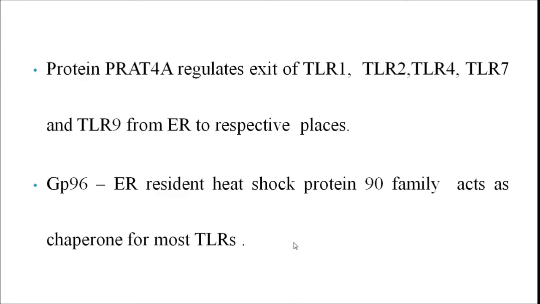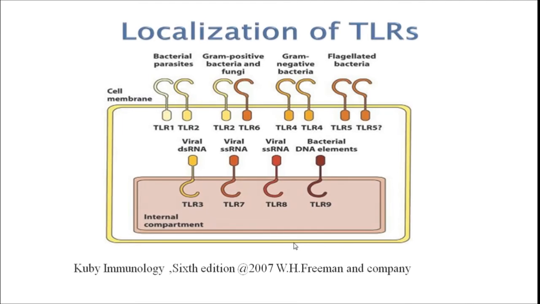GP96 is an ER resident heat shock protein which belongs to the 90 family, and it acts as a chaperone for most of the toll-like receptors. Regarding the localization of toll-like receptors, as we have discussed, some are present on the cell membrane while some are located within intracellular vesicles.